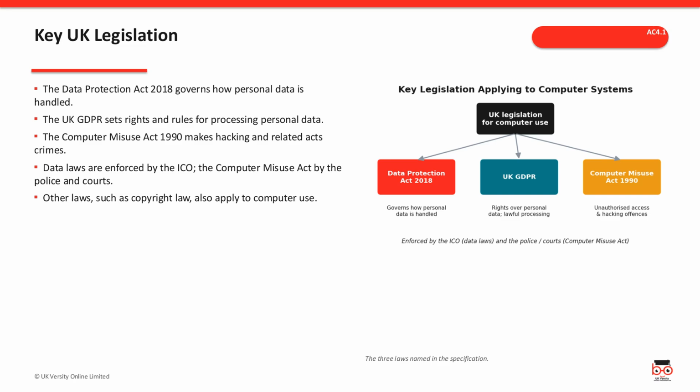Let's meet the main players. The Data Protection Act 2018 governs how personal data is handled, and it works alongside the UK GDPR, which sets out the rights and rules for processing that data. The Computer Misuse Act 1990 makes hacking and related acts crimes. The data laws are enforced by the Information Commissioner's Office, while the Computer Misuse Act is a matter for the police and the courts. Other laws, like copyright, apply to computer use too, but those first three are the ones the specification focuses on.